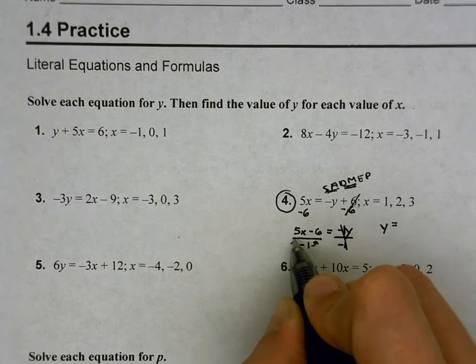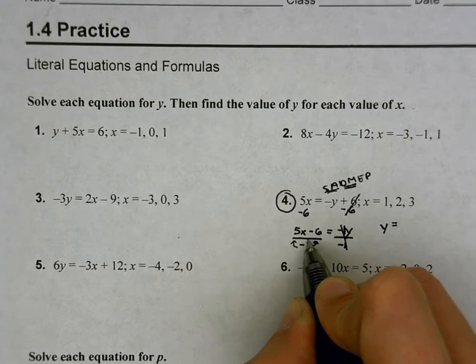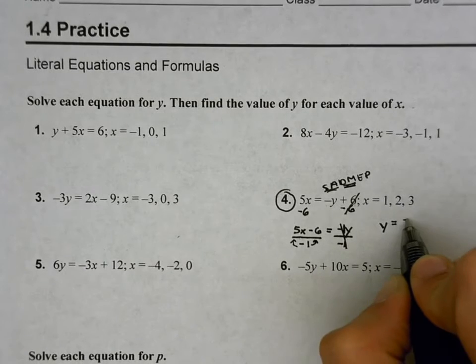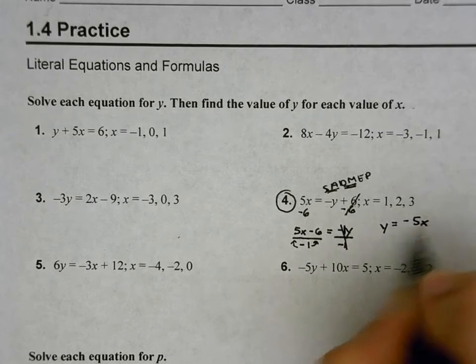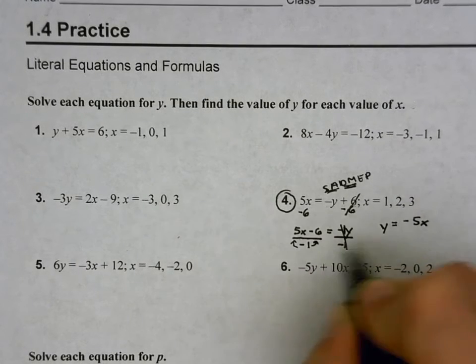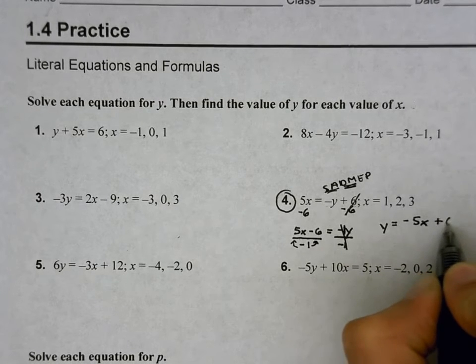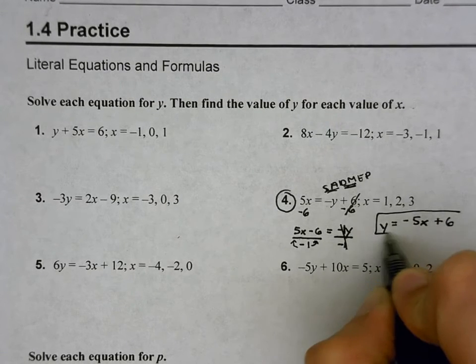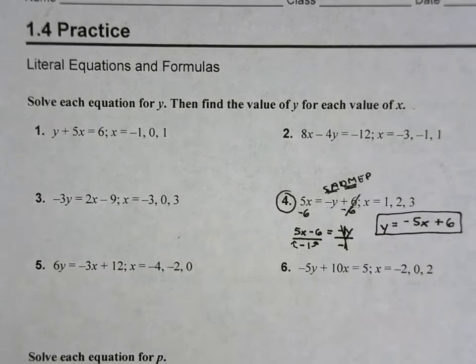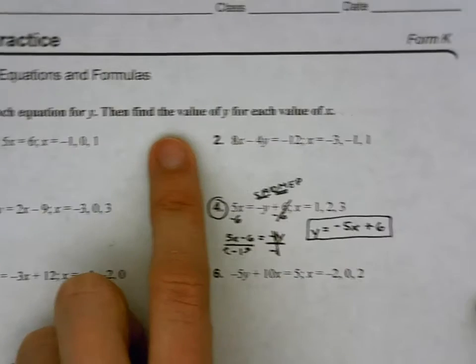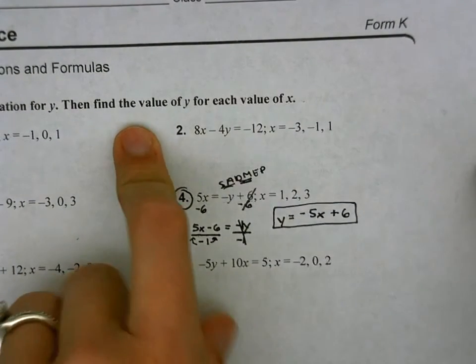So we're going to go 5 divided by, because that's what this line means, 5 divided by negative 1, which is negative 5. Don't lose that x, make sure it stays. And then negative 6 divided by negative 1 is positive 6. And so that's my equation. Okay, so you've completed the first part of our directions there. The second part of our directions say find the value of y for each value of x.